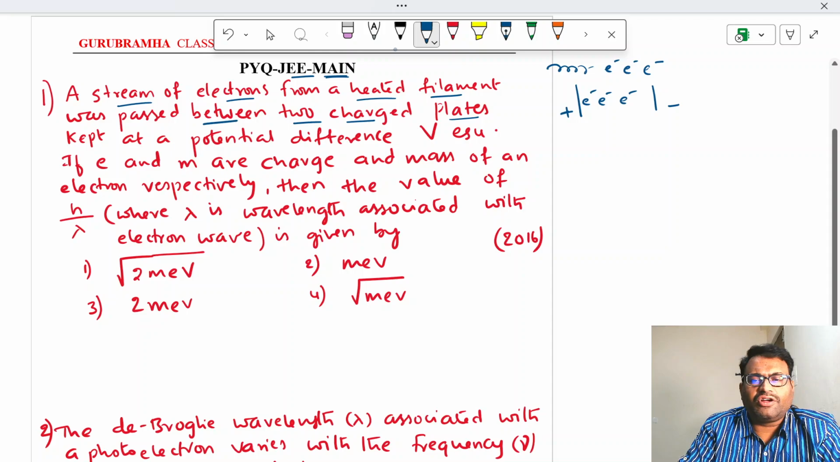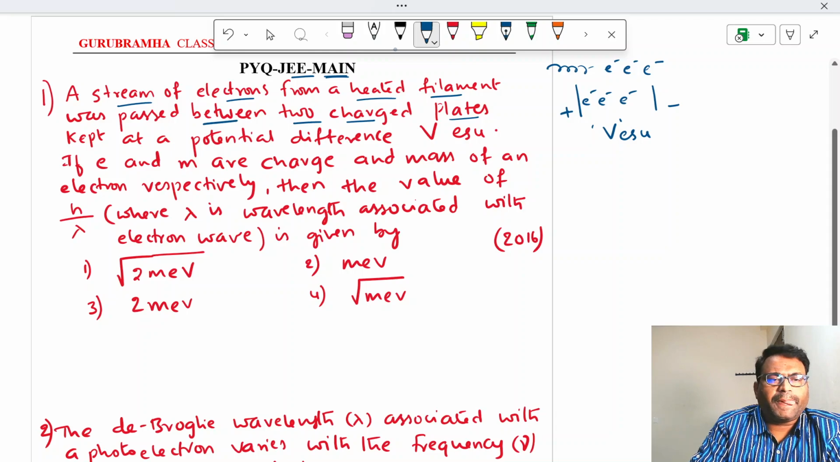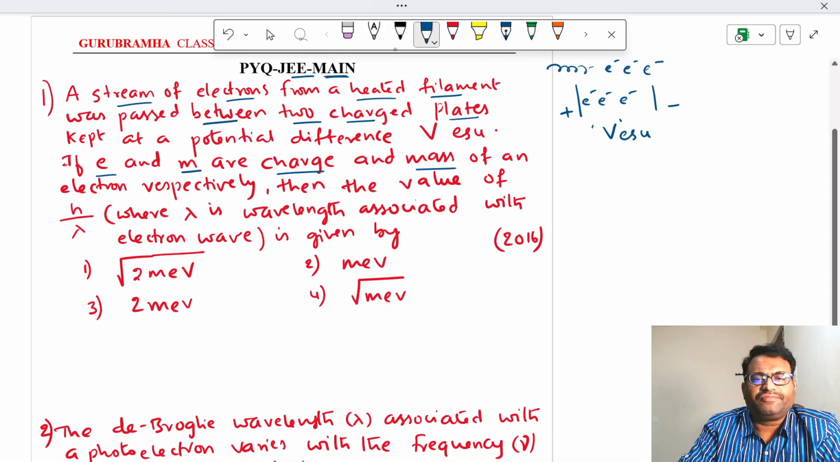So this electron is moving in a potential difference of V electrostatic units. What is this V? It is the potential difference between these two charged plates, and the electron has a charge e and is moving between these two plates. If e and m are the charge and mass of the electron respectively, then the value of h by lambda is asked. Then how to calculate this?